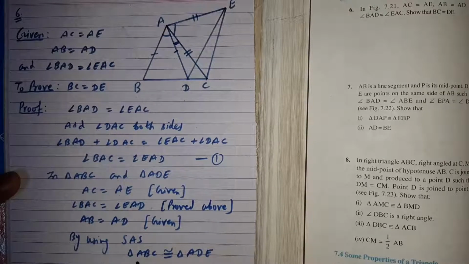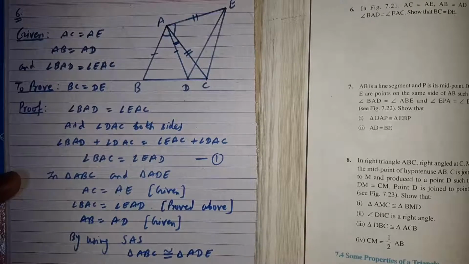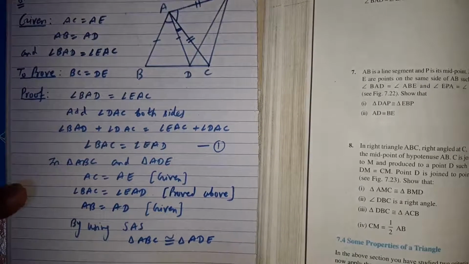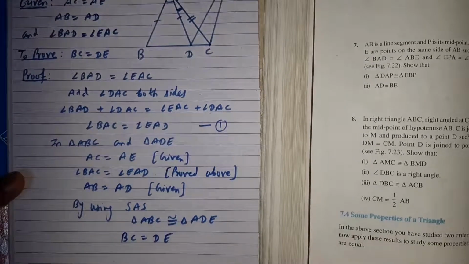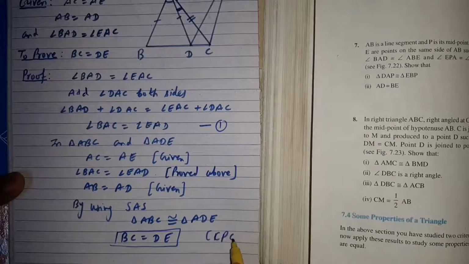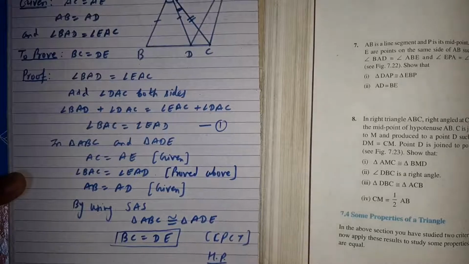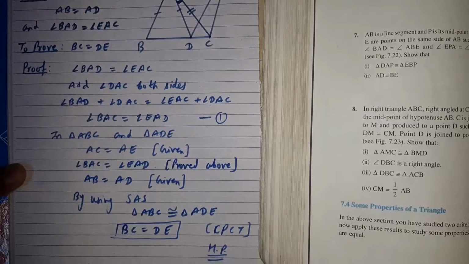AC is equal to AE. AB is equal to AD. Angle BAC is equal to angle EAD, so it is also right, it means all the vertices are satisfied. So by using CPCT, corresponding parts of congruent triangles, BC is equal to DE. Hence proved. So I think this is clear to all of you.